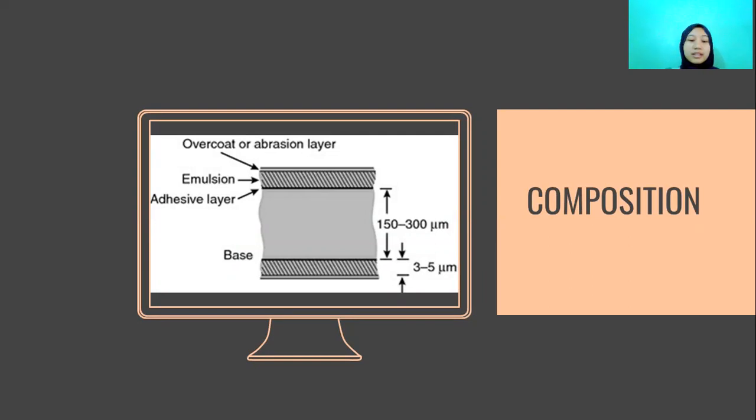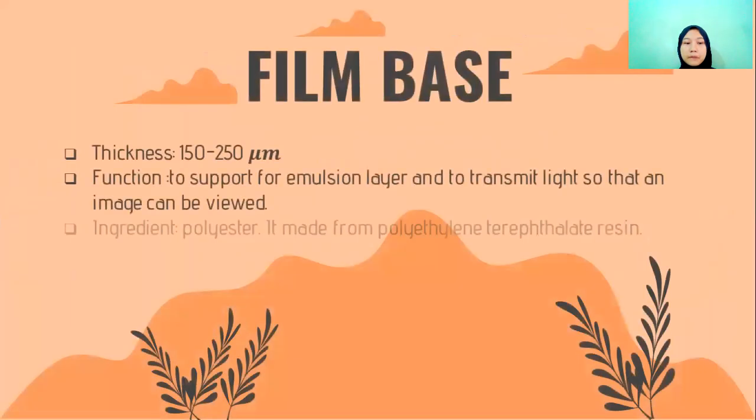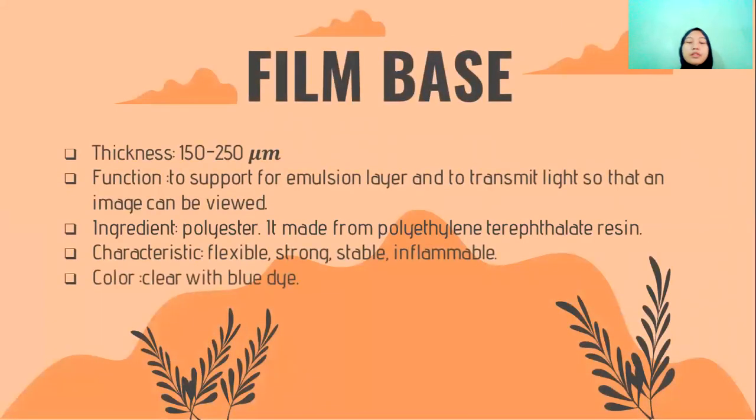The next one is the composition of X-ray film. The composition of X-ray film is film base, adhesive layer, emulsion layer, and supercoat. The first composition is film base. Film base has a thickness of 150 to 250 micrometers.